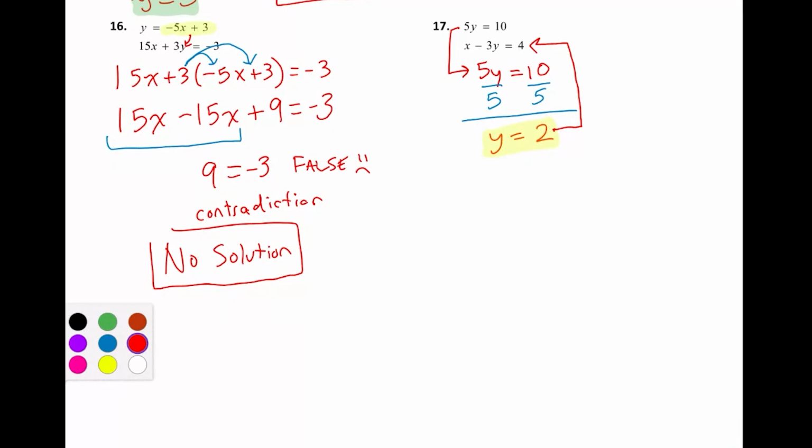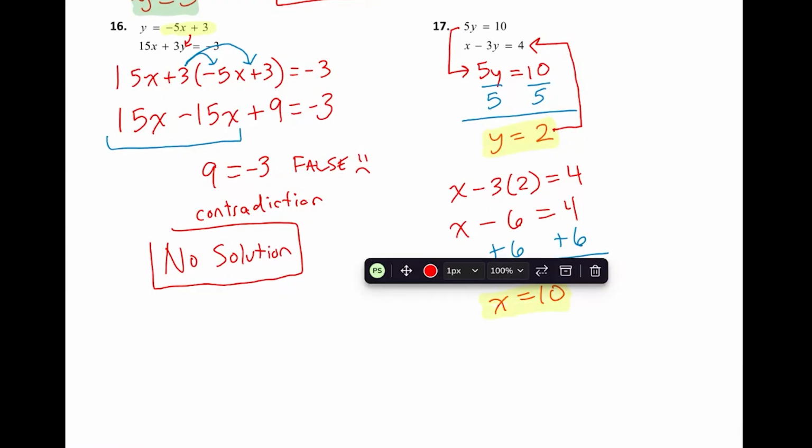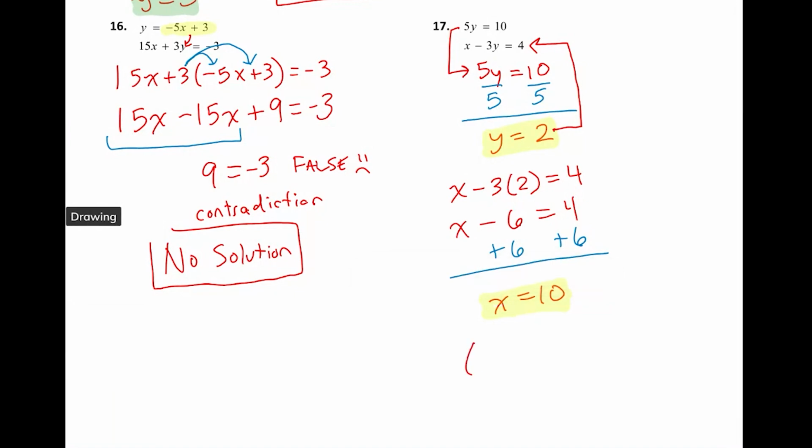So I'm going to plug this into the second equation because the first equation really won't do anything for us since there's no x. And so I've got x minus 3 times y, but since y is 2, I'm going to replace y with 2. And now I'm going to solve for x. Negative 3 times 2 is negative 6. And then if I add 6 to both sides, I get x equals 10. So now I have my x, I have my y, I've got everything I need to write my final answer. The solution to the system is (10, 2).